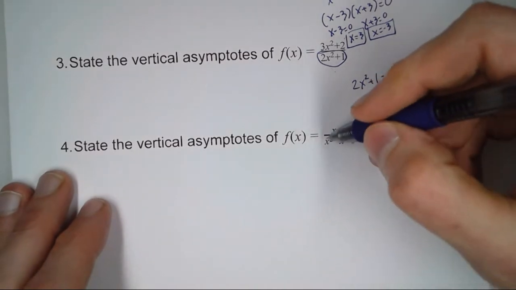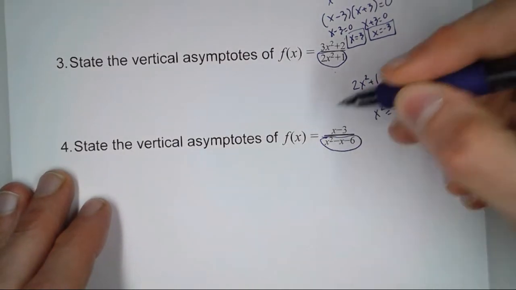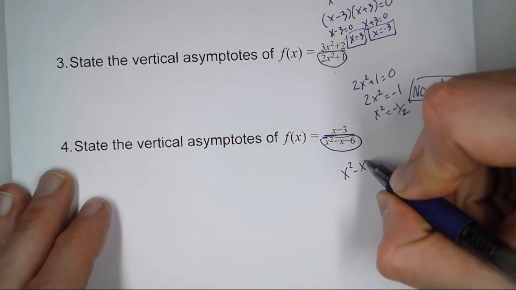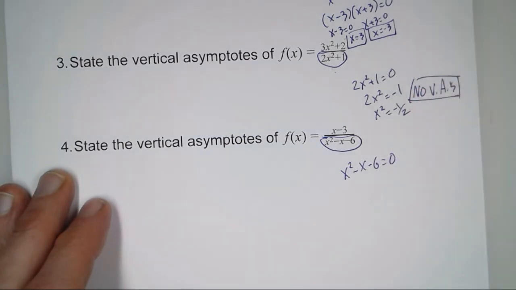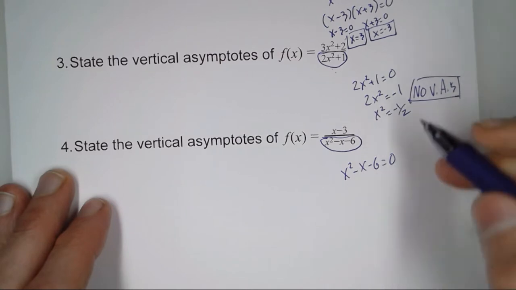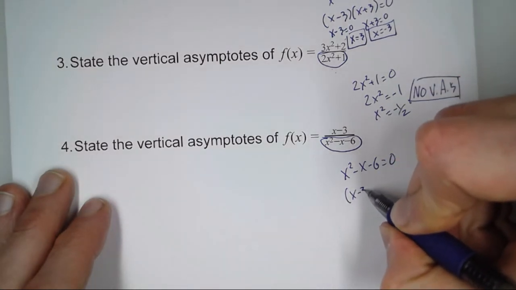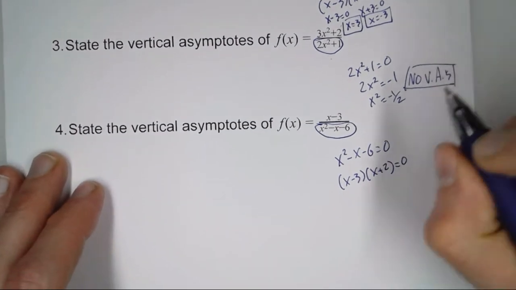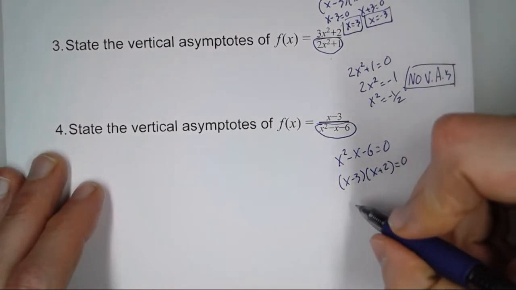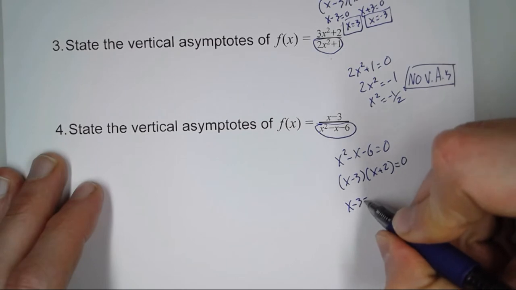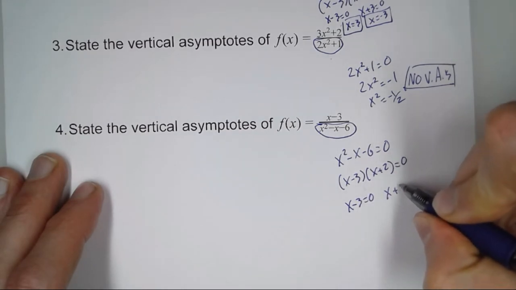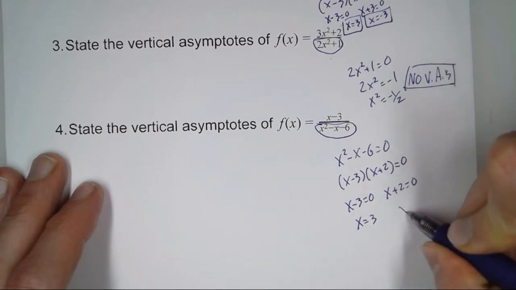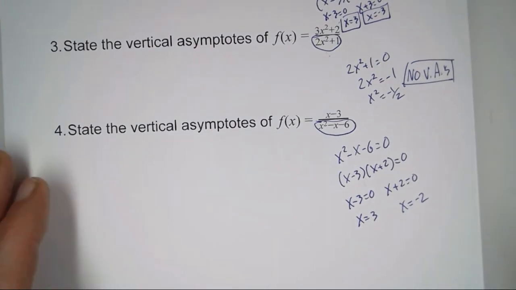Now the last one here, x squared minus x minus 6, we want to see when this is equal to 0. So this one we can factor into x minus 3 and x plus 2. So we can set each of these equal to 0. X minus 3 equals 0 and x plus 2 equals 0. So that means x equals 3 and x equals negative 2.